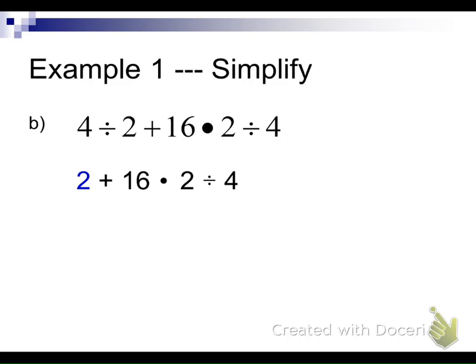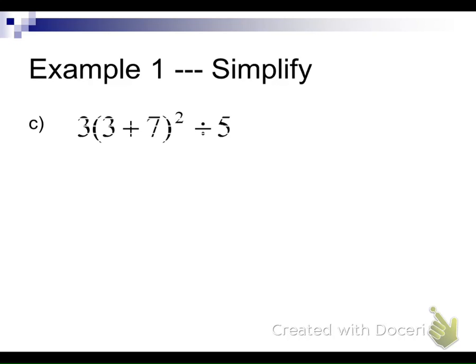Great, now let's look at letter B. 4 divided by 2 plus 16 times 2 divided by 4. Again, there are no parentheses and there are no exponents. So we're looking at multiplication and division from left to right. The first one you encounter is division, so 4 divided by 2 gives me 2. Working from left to right, I will do the multiplication next: 2 plus 32 divided by 4. Now the division, and lastly I'll add to give me a final answer of 10.